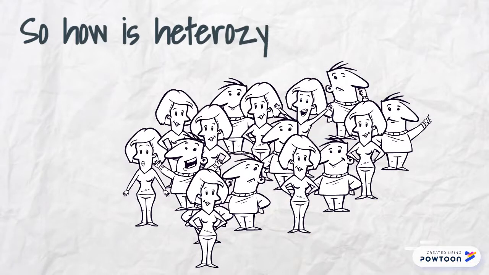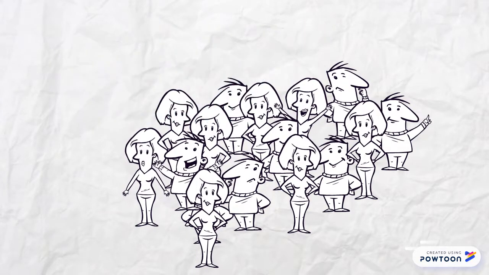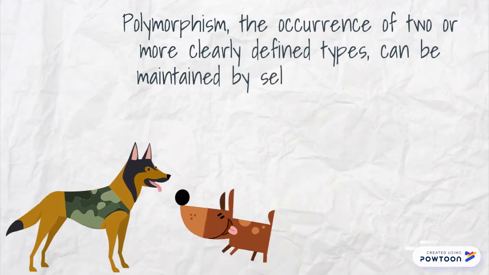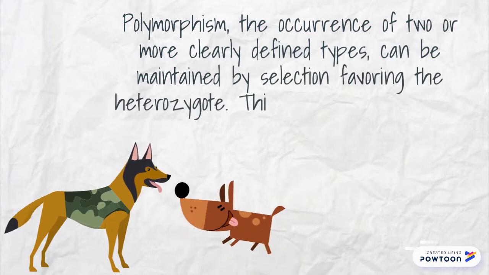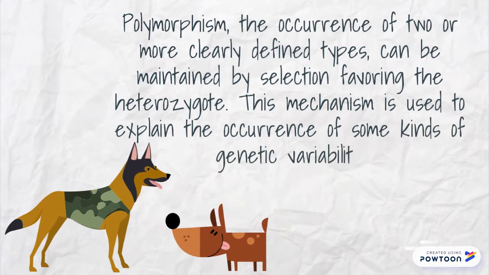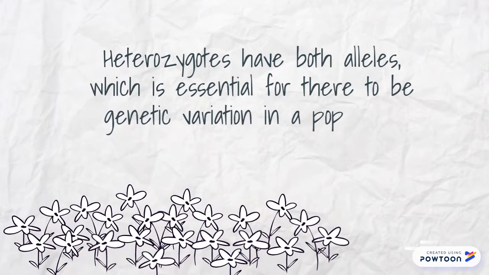So how is heterozygosity advantageous to the population? Polymorphism, the occurrence of two or more clearly defined types, can be maintained by selection favoring the heterozygote. This mechanism is used to explain the occurrence of some kinds of genetic variability. Heterozygotes have both alleles, which is essential for there to be genetic variation in a population.